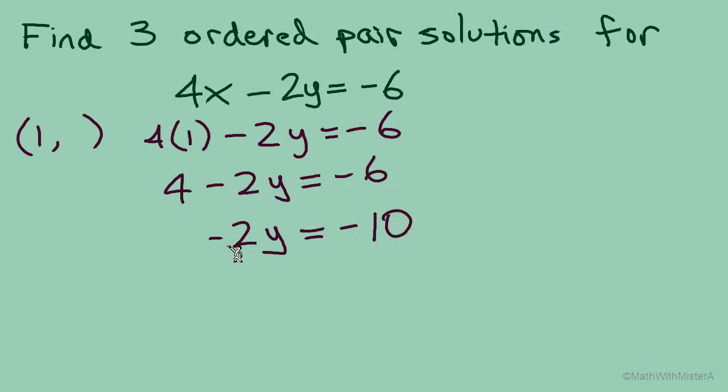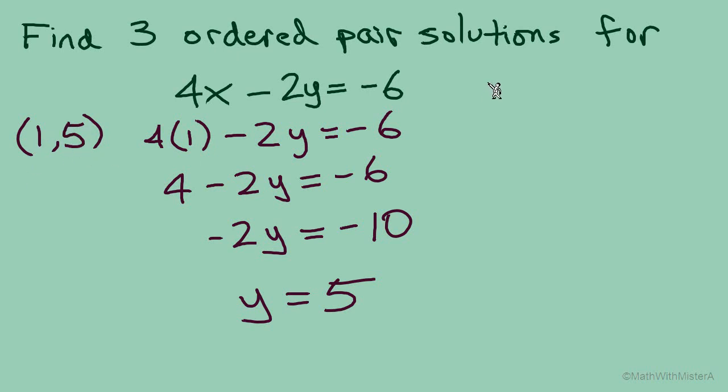Then we want to divide both sides by negative 2 because it's being multiplied to y, so we want to do the opposite, divide by negative 2. Our variable y is isolated, and on the right side, negative 10 divided by negative 2 equals positive 5. So one ordered pair solution would be (1, 5).